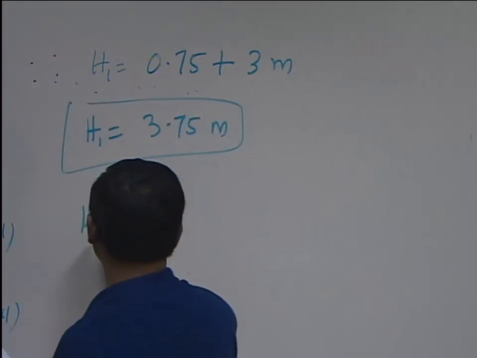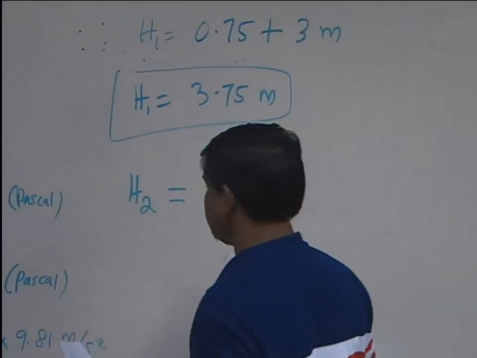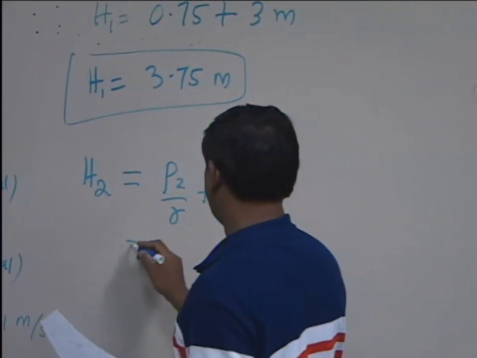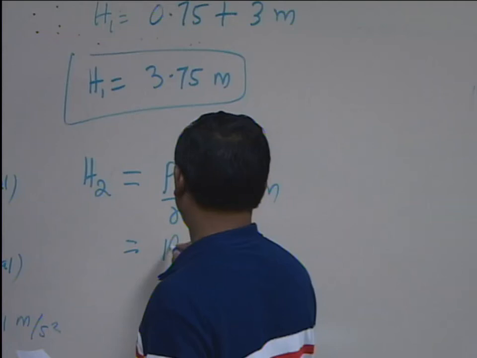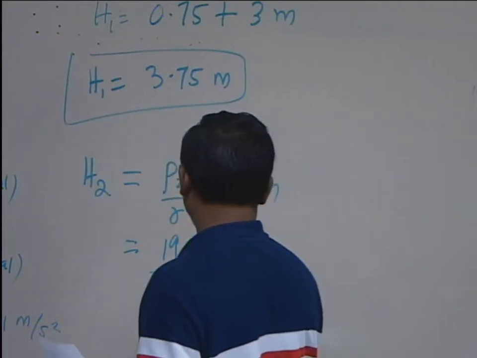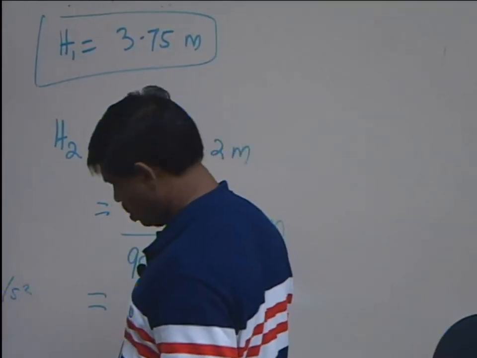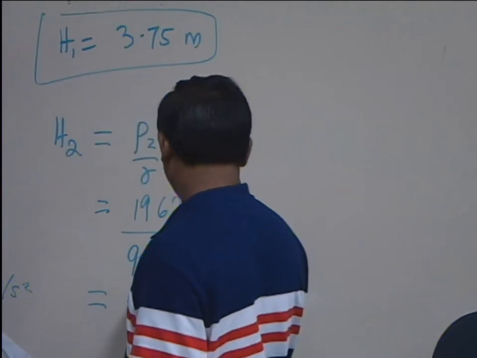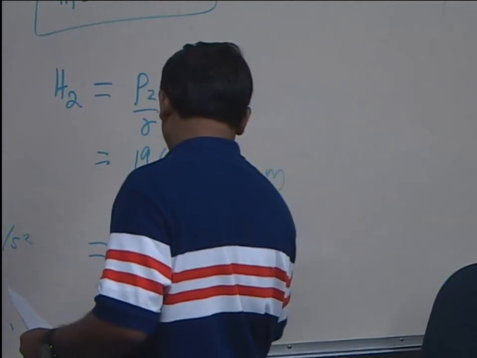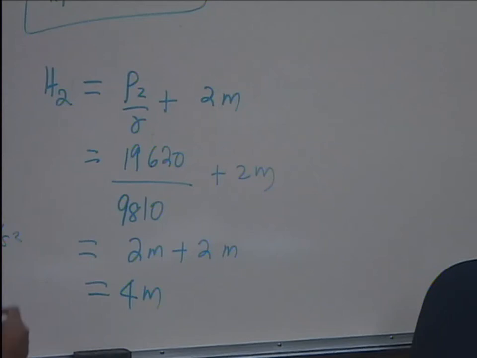Okay, similarly, you can find H2. P2 by gamma plus the elevation at that point, 2 meters. P2 is 19,620 divided by 9810 plus 2 meters, which is equal to, I think it's 2 plus 2 meters. It's equal to 4 meters. Am I right? Can you verify that? Okay, so H2.